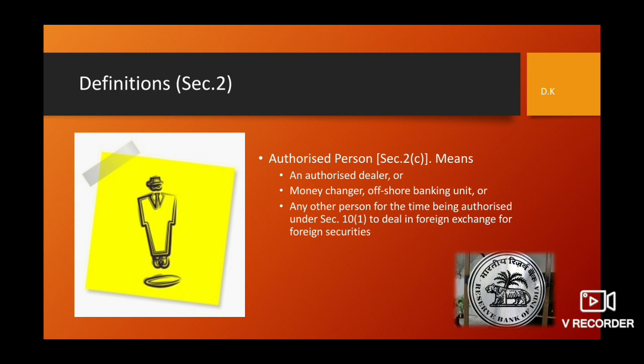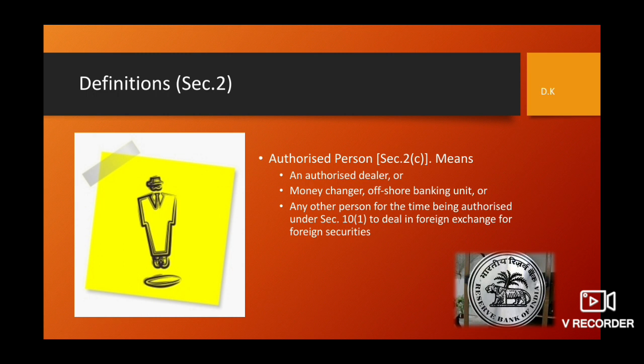According to this section, authorized person means an authorized dealer or money changer or offshore banking unit or any other person for the time being authorized under Section 10 subsection 1 to deal in foreign exchange or foreign securities. That means authorized person means either he should be an authorized dealer or a money changer or offshore banking unit or any other person specified under Section 10 subsection 1.